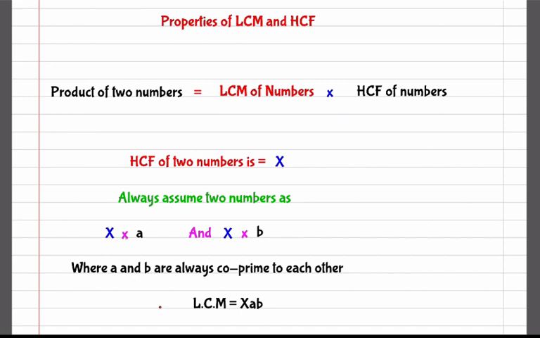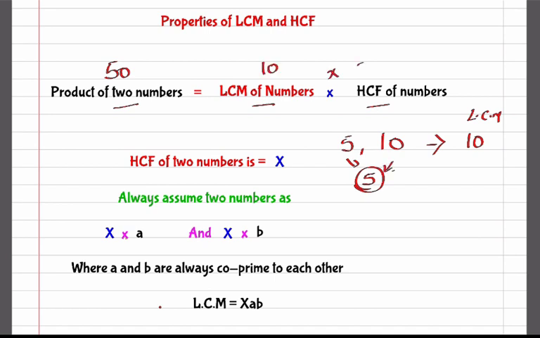The product of two numbers is LCM into HCF. So let's take two numbers, say 5 and 10. The product of the two numbers, 5 into 10, is 50, which equals the LCM times the HCF. What is the least common multiple of 5 and 10? 10. And the highest common factor of 5 and 10 is 5. So the LCM, 10, into the HCF, 5, will always be equal to 50.